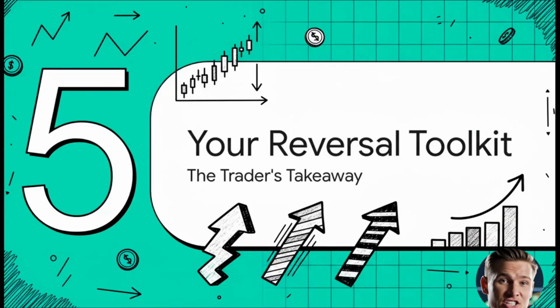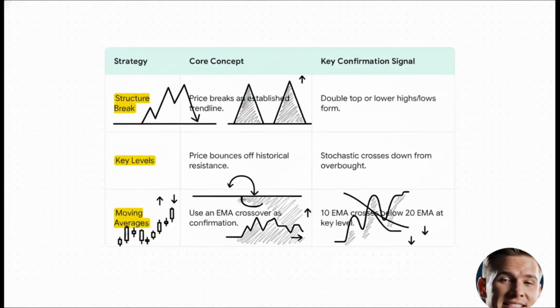Okay, so there you have it. 3 distinct, rule-based strategies for spotting a potential reversal. Now let's put it all together into one complete toolkit so you can really see how they all stack up. You should think of this table as your new cheat sheet. The structure break, that's your go-to when you're in a really clearly defined trend. The key level strategy, perfect for when the market is coming up to a price that has acted as a major ceiling in the past. And the moving averages, that adds an extra layer of momentum confirmation right at that key level. The important thing is that each one gives you a clear concept and a very specific, non-negotiable confirmation signal.